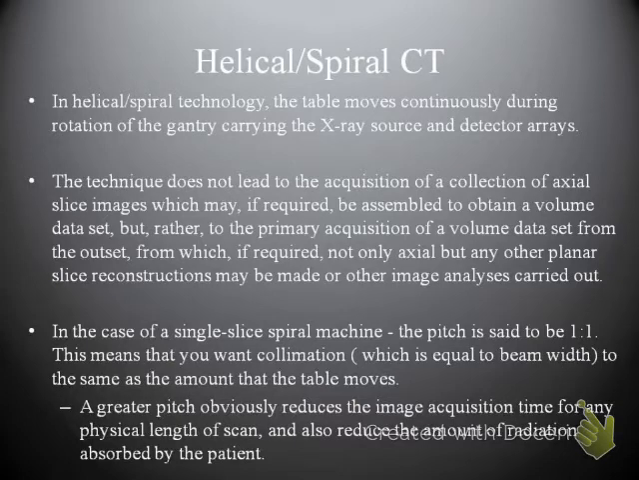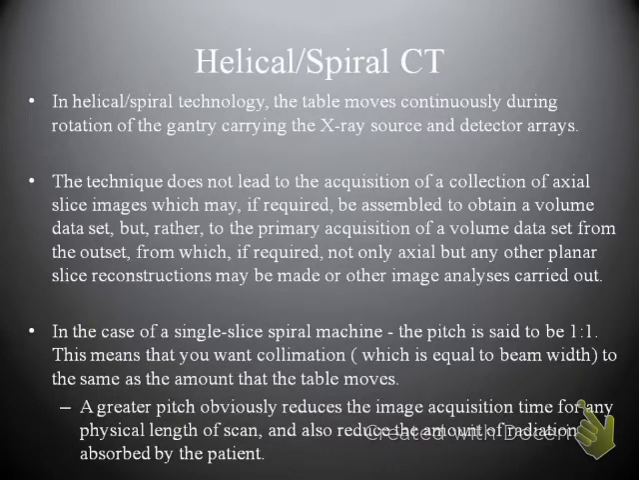In the case of a single slice spiral machine, the pitch is said to be 1:1, which means that you want collimation, which is equal to the beam width, to be the same as the amount the table moves. Greater pitch obviously reduces the image acquisition time for any physical length of scan, and also reduces the amount of radiation absorbed by the patient.